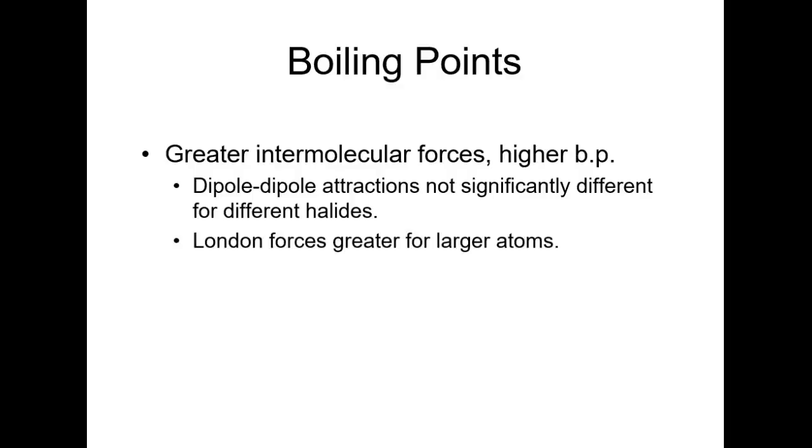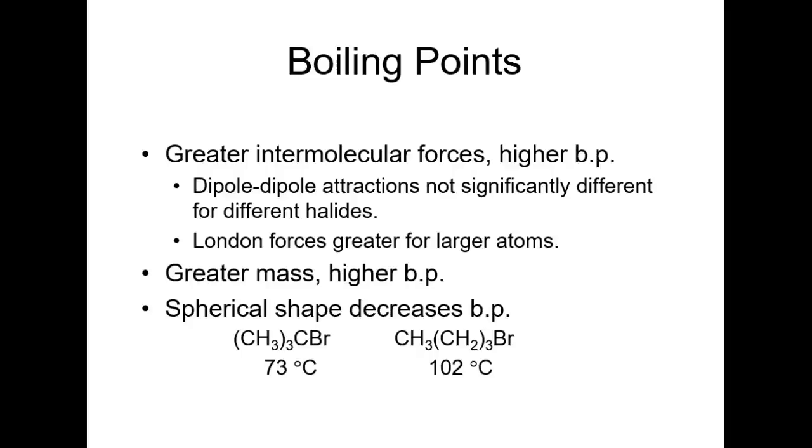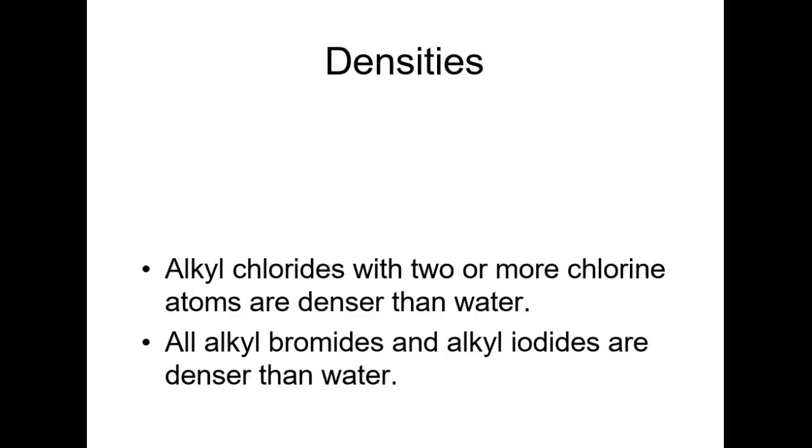London forces are greater for larger atoms. We know all this. Greater mass, higher boiling point because you have greater surface area. So here's an example where you have a straight chain that boils at 102 as opposed to a very branched chain which boils at 73. Densities.